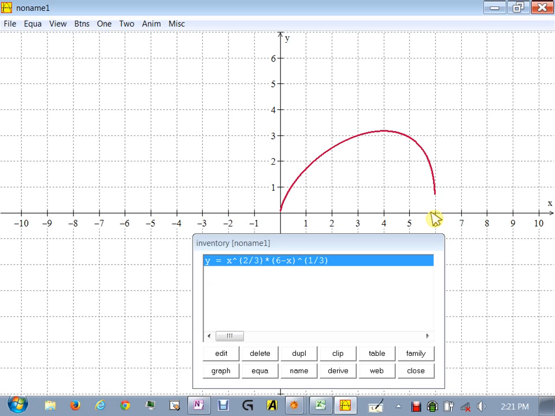Now, if you zoom in, it'll look like there's more there. But when your computer does these things, it doesn't graph every point.